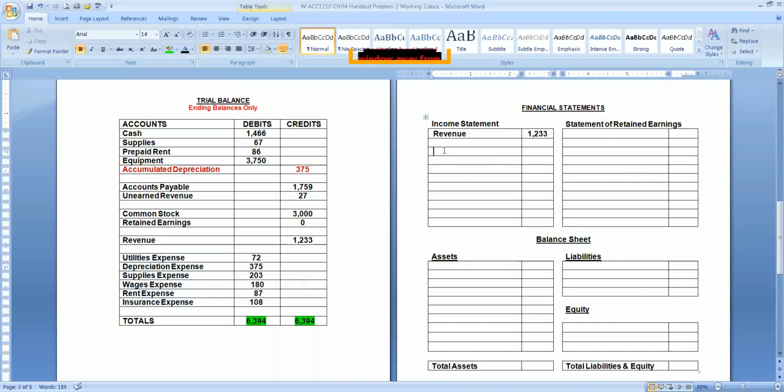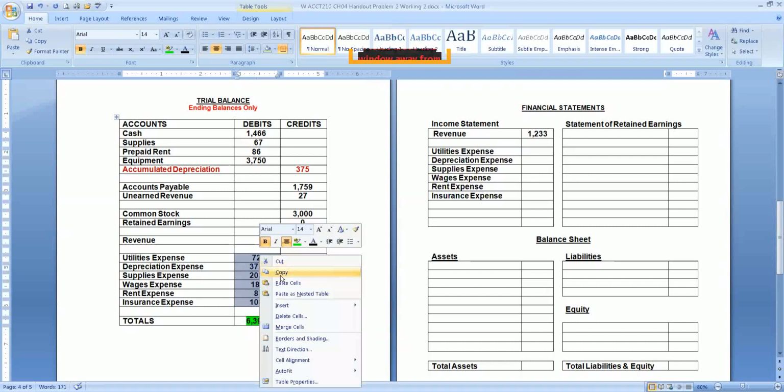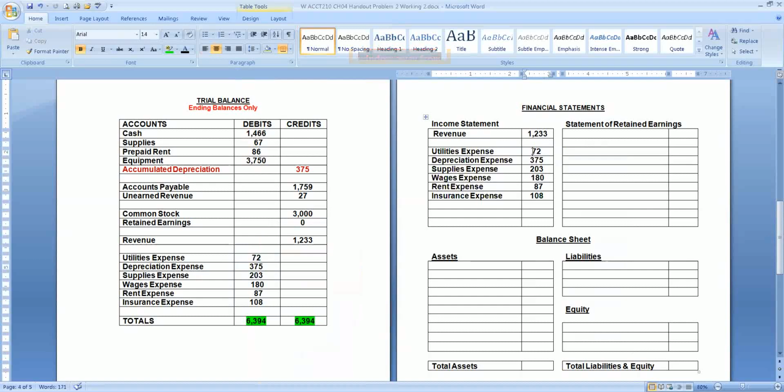Utilities, you can just copy and paste all of these. I'm going to put negatives in front of these because these are actually money going out. You don't need to do this. These are net income. Is our net income going to be higher or lower than our revenues?